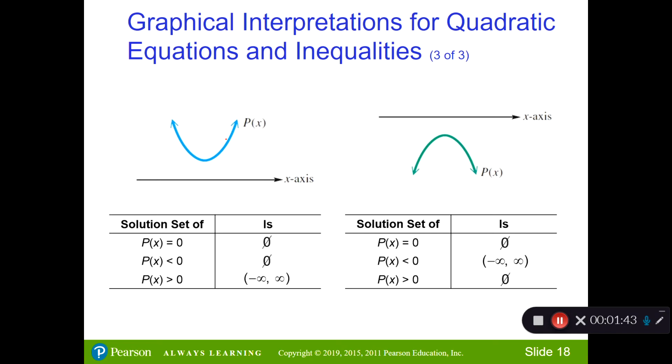If I don't have any real solutions, if I have two imaginary solutions, two complex solutions, then I never cross the x-axis because there are no real solutions. So I'm either always above it, in which case this polynomial inequality is true everywhere, and the others are false, or I'm always below it, in which case this polynomial inequality is always true and the others are false.